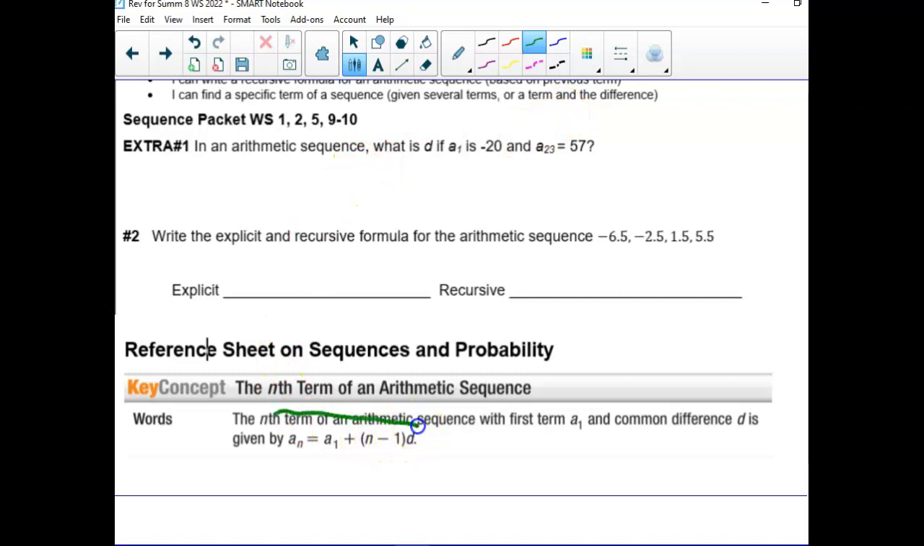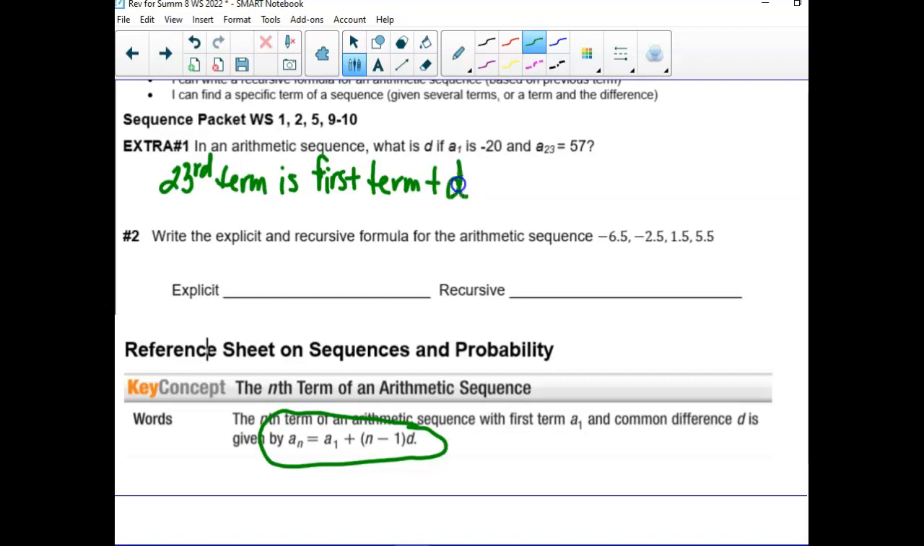you can use this formula from your reference sheet. It's basically saying in words, the 23rd term is the first term plus the difference, and it would be n minus 1 times. If there's 23rd term, it would be 22 times. Okay? So that's just to help in words.